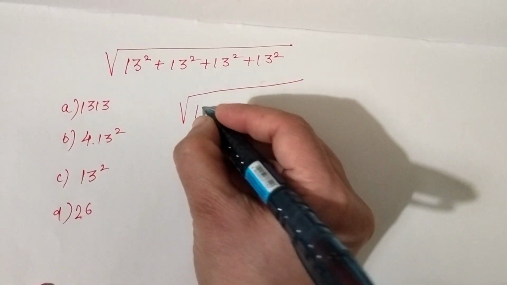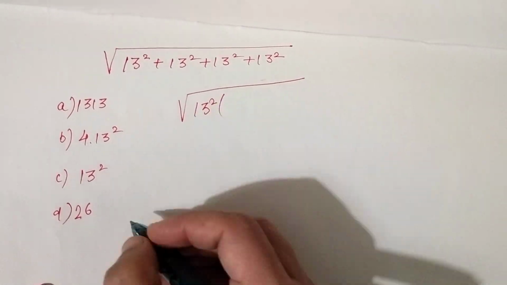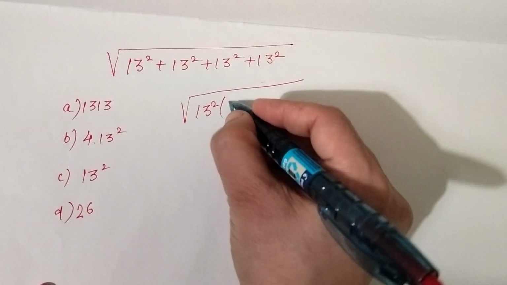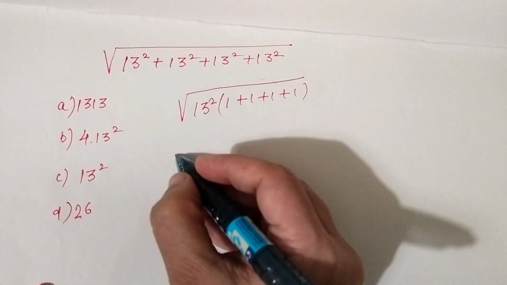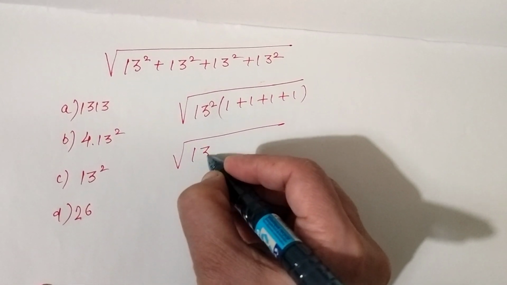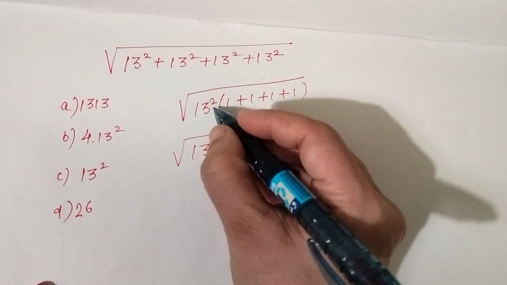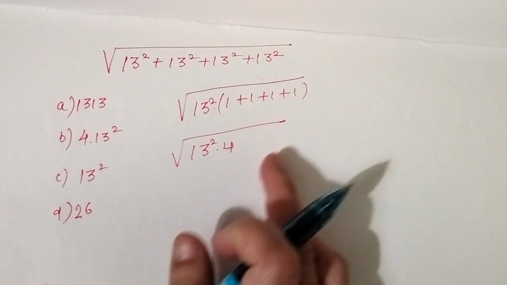So if I take 13 square common, what will be left inside? It will be 1 plus 1 plus 1 plus 1, right? This is nothing but 13 square times 4, right? 1 plus 1 plus 1 plus 1 is 4.